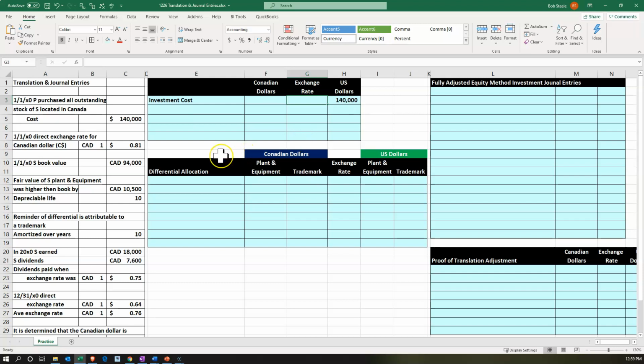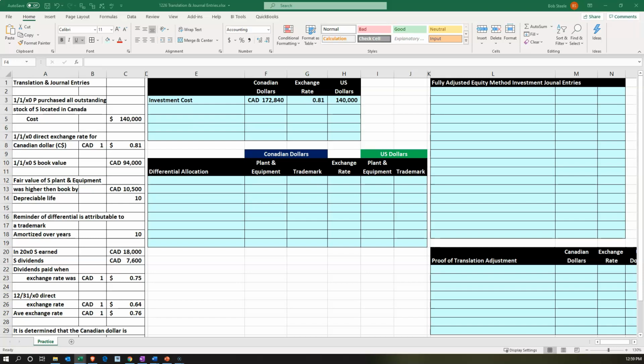The exchange rate at that point in time, 11X0, the point in time that the consolidation took place, is 0.81. So I'm going to take that exchange rate. Now that's going to be 1 Canadian dollar to $0.81. So I'm going to divide then to back out here. I'm going to say this is going to be equal to the 140,000 divided by the 0.81, which is going to give us the Canadian dollars, which we're going to say is the 172,840. Then we want the book value of the investment.